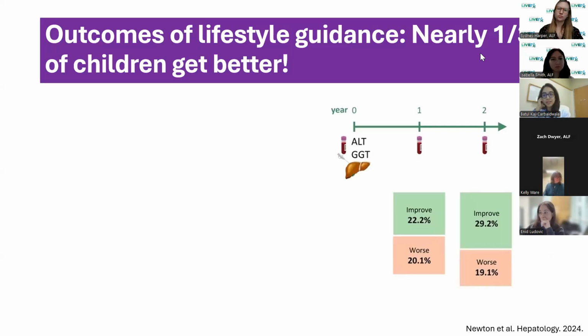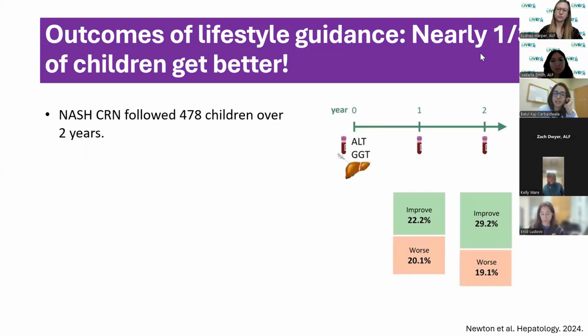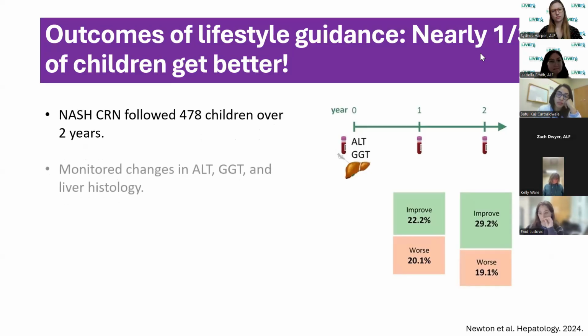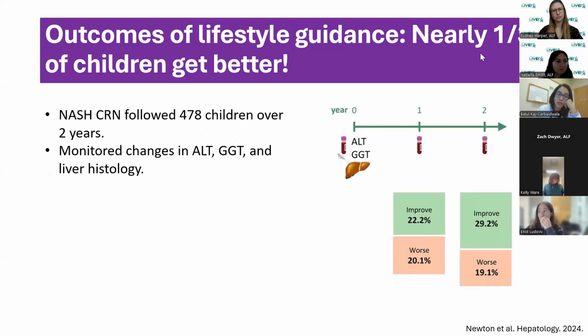Does all of this work? Does lifestyle modification work? Well, the truth is, in pediatrics, it actually can in many cases. So about a third of children get better completely just with lifestyle guidance. So just improving their diet and improving exercise strategies do improve in about a third of patients. The biggest set of data that we have was something called the NASH network, the NASH CRN. We had about 500 kids followed over 2 years that were getting treatment in pediatric MASLD clinics. We monitored changes in ALT, GGT, and their histology over time.